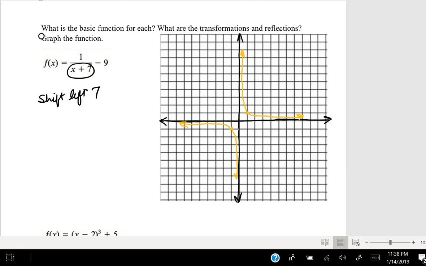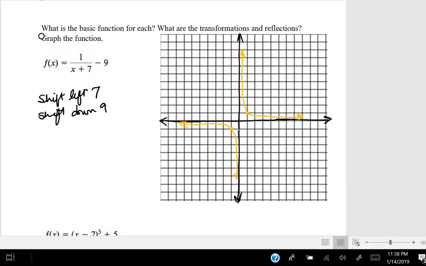Now, next we're going to look for our vertical translations. I have a minus 9. I'm going to shift down 9. So what I'm going to do is basically take my yellow function, my basic function, and I'm going to shift it, and I'm going to move it to the left 7 and down 9.